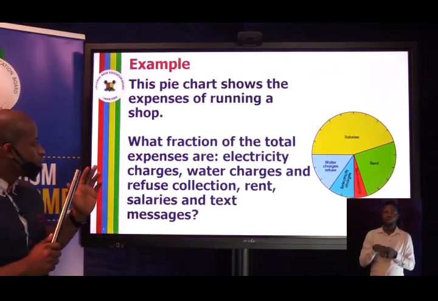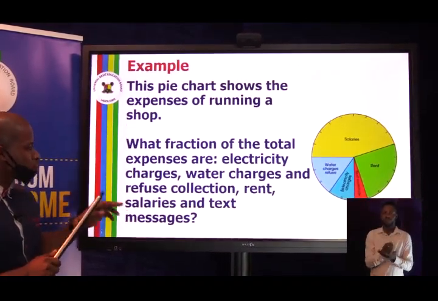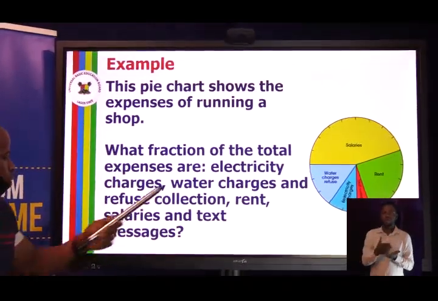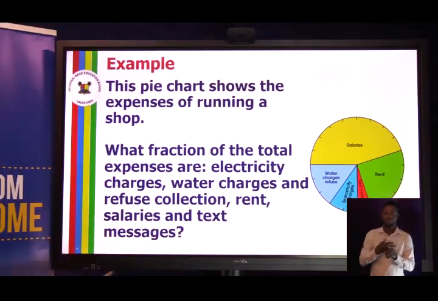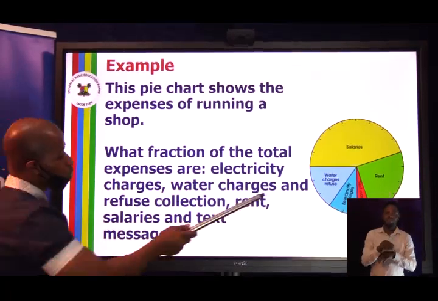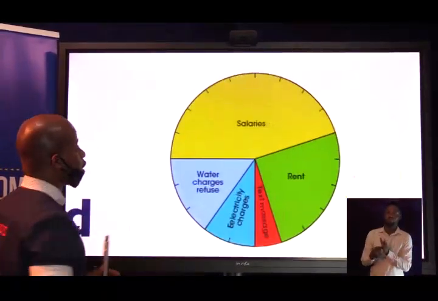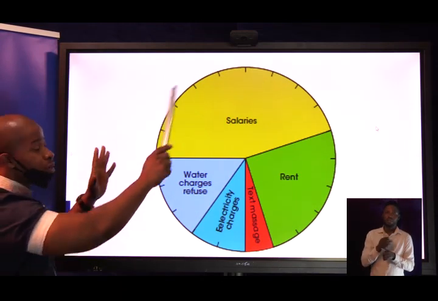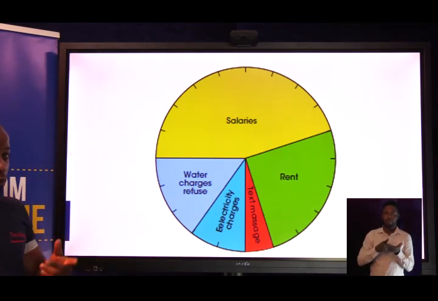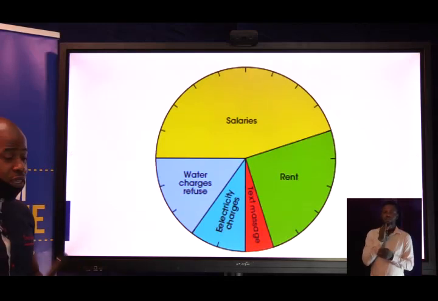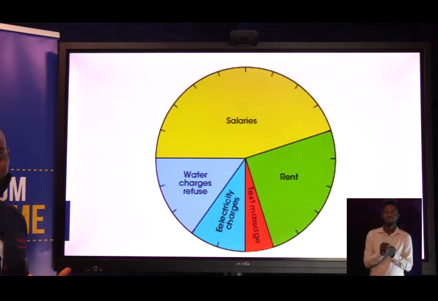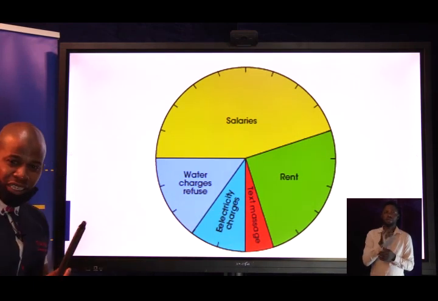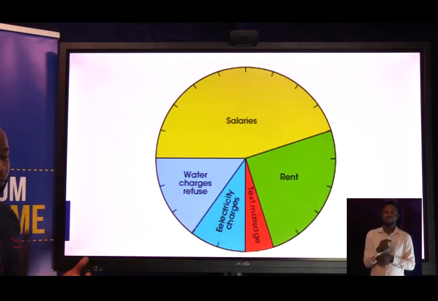We're asked to find the total expenses spent on electricity, water charges and refuse collection, rent, salaries, and text message. Now, if we zoom into this pie chart, we will see that from afar, the salaries is taking the largest chunk. Which expense do you think is taking the smallest part? Obviously, it is the text message. It takes the smallest piece of the pizza or the pie.